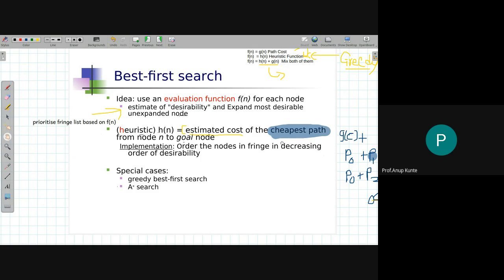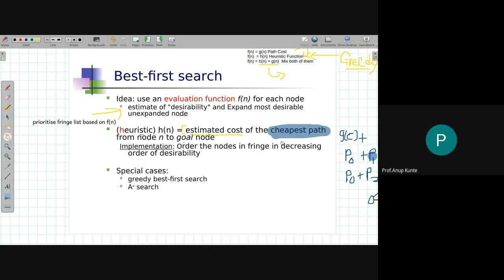It's an estimation of the cheapest path from the current node to the goal node. The implementation would be, as they say, we are ordering nodes in the fringe list in the decreasing order of desirability. So decreasing order of the cost, based on that we will organize the nodes.